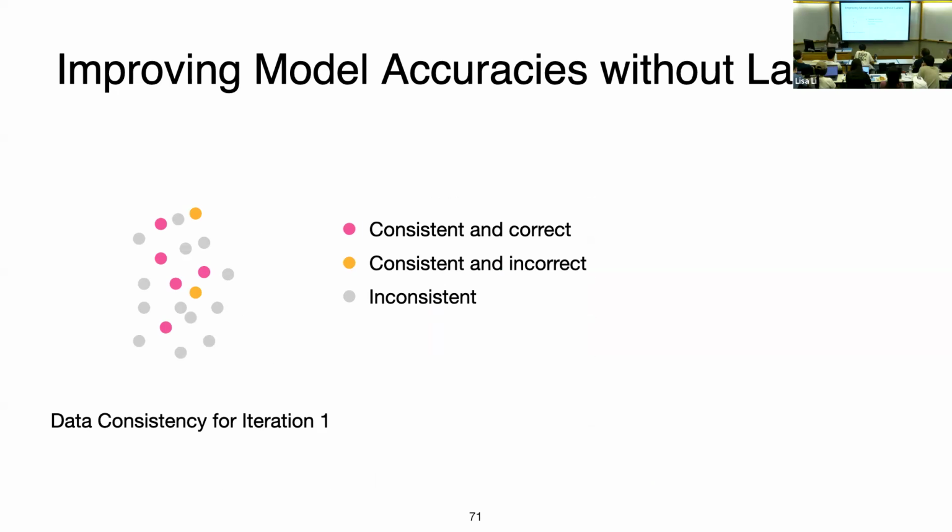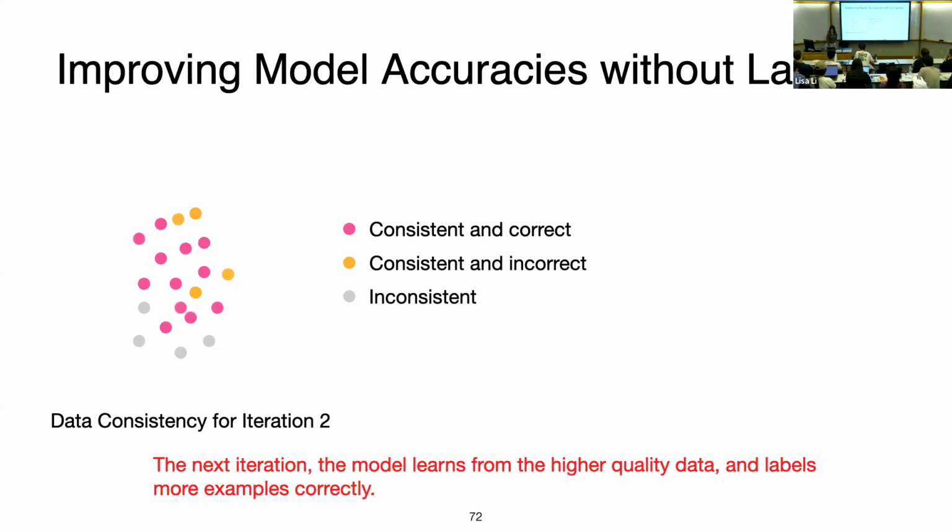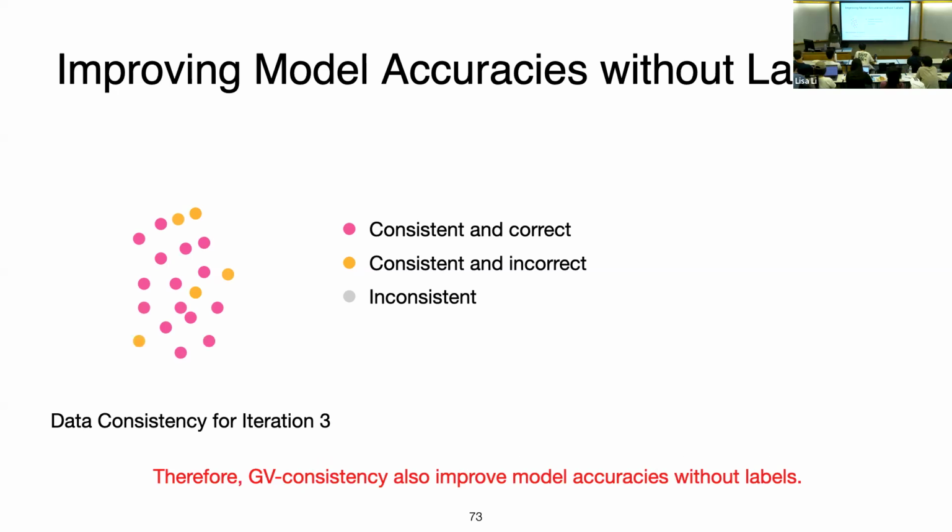The data we use for the first iteration of consistency fine-tuning tends to also be high quality. And that's why we have more pink dots than orange dots. After one round of consistency fine-tuning, more data becomes consistent, because the model learns to generalize from a starting set of consistent examples and tries to make predictions that are also more consistent. Also because it's trained on slightly higher quality data, it can label more examples correctly as well. So after 2 rounds of consistency fine-tuning, most of the data becomes consistent and many of the labels are correct.